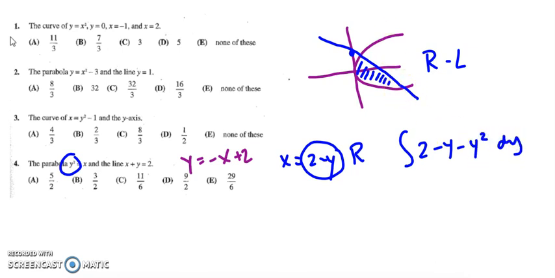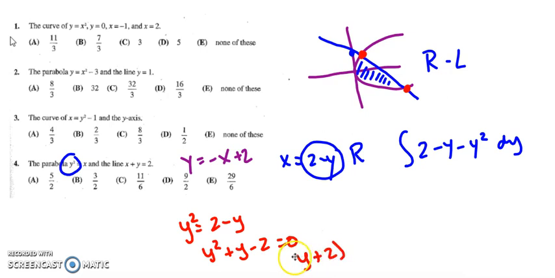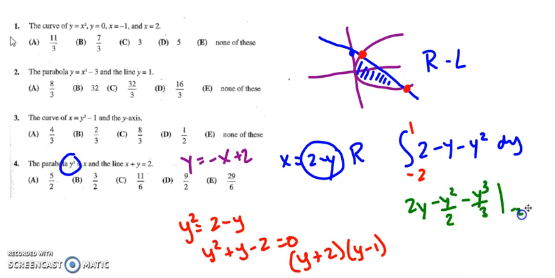And then I need these limits of integration, which means I need to set equal to each other y squared equals 2 minus y. So that's y squared plus y minus 2 equals 0, which factors into y plus 2, y minus 1. So those two values are my limits of integration. They will be negative 2 and 1. So let me now integrate. I will get 2y minus y squared over 2 minus y cubed over 3 from negative 2 to 1.